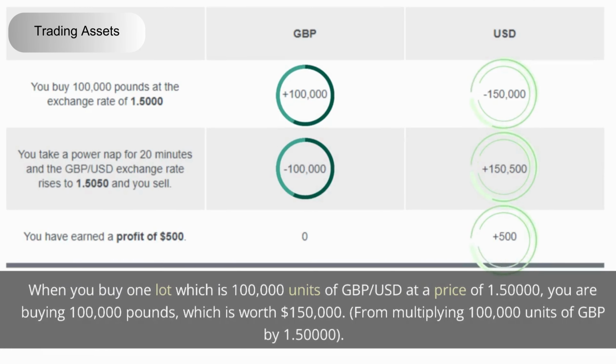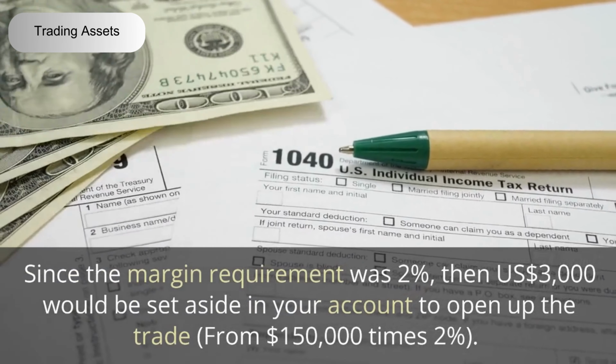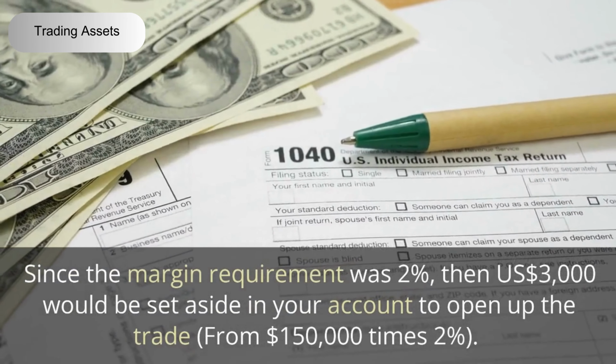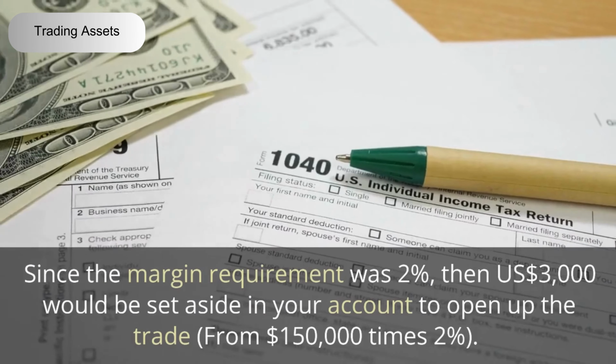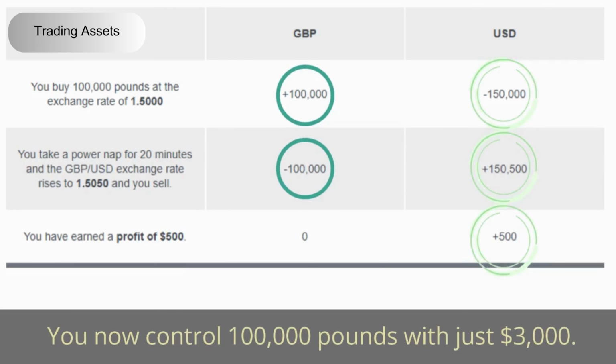When you buy one lot, which is 100,000 units of GBP/USD at a price of 1.50000, you are buying 100,000 pounds, which is worth $150,000, from multiplying 100,000 units of GBP by 1.50000. Since the margin requirement was 2%, then $3,000 would be set aside in your account to open up the trade, from $150,000 times 2%. You now control 100,000 pounds with just $3,000.